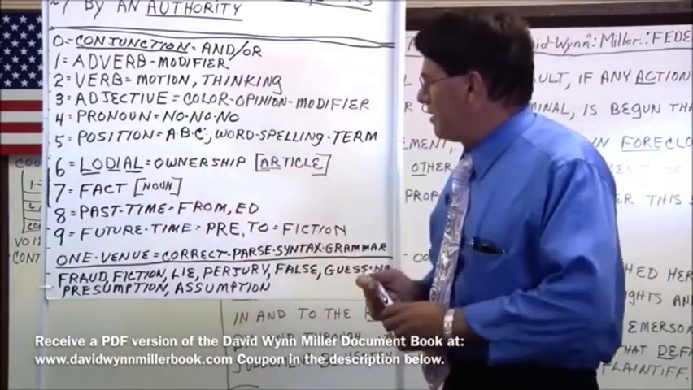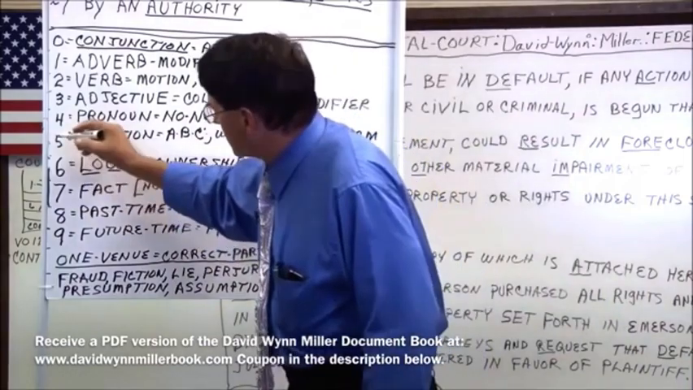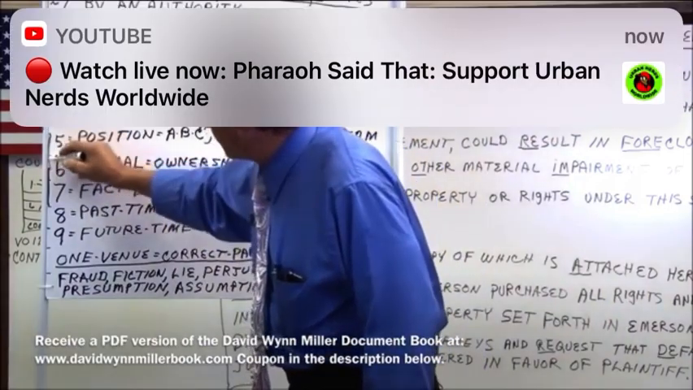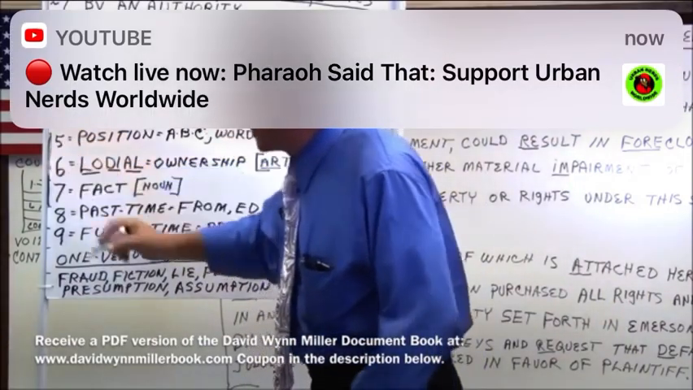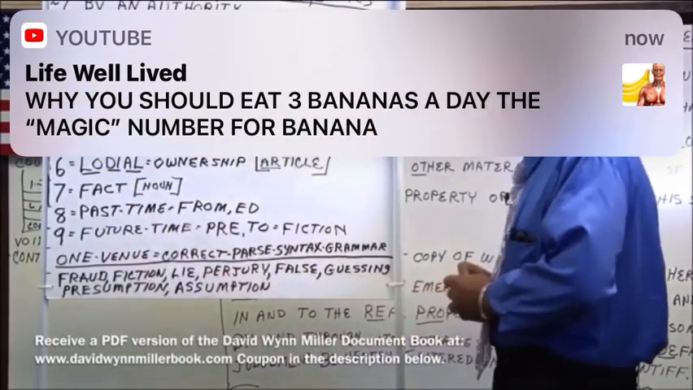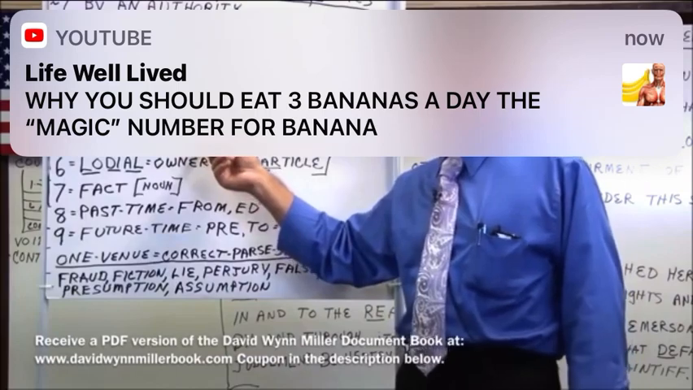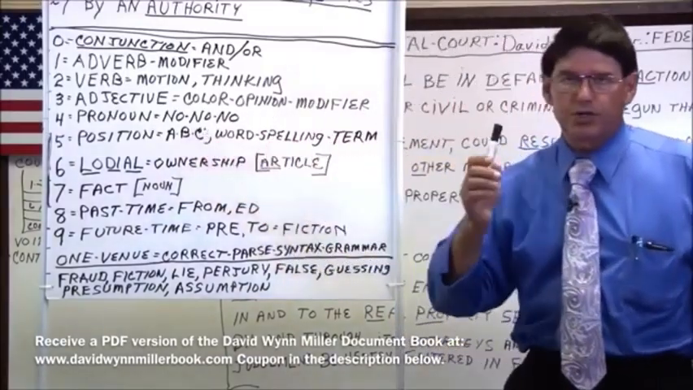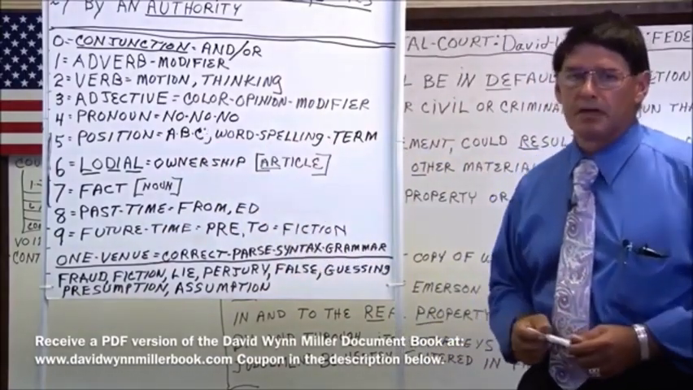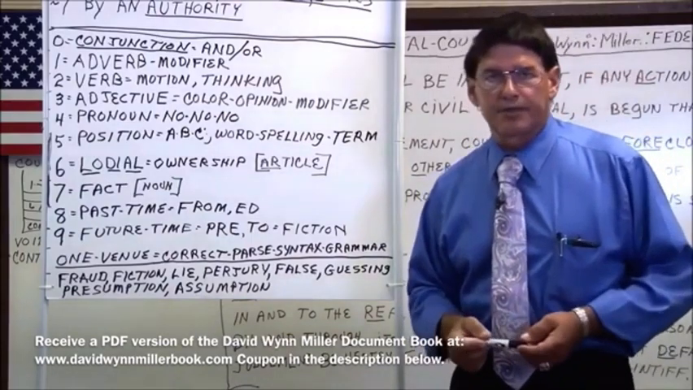Now, in the presentation of these numbers, the position-lodial-fact, which is 5, 6, and 7. The position of a word identifies using the ABC alphabet. Now this is between two individuals. When they come together, they have to agree on what alphabet they're going to use.